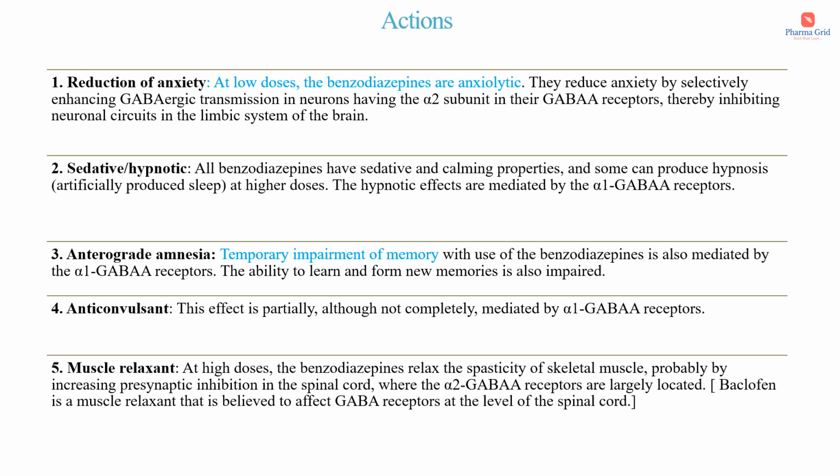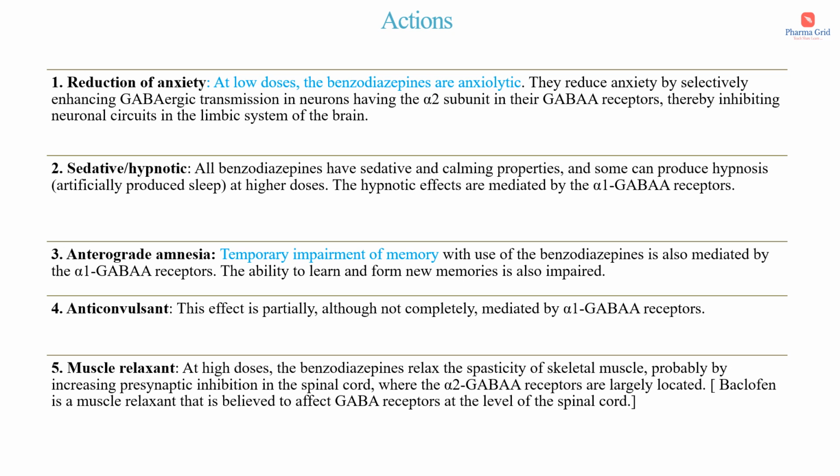Second one is sedative or hypnotic action. All benzodiazepines have sedative and calming properties, and some can produce hypnosis. Hypnosis in the sense of artificially produced sleep at higher doses. The hypnotic effects are mediated by the alpha-1 GABA A receptors. Third one is anterograde amnesia. Anterograde amnesia means temporary impairment of memory. With use of the benzodiazepines, it is also mediated by the alpha-1 GABA A receptors.